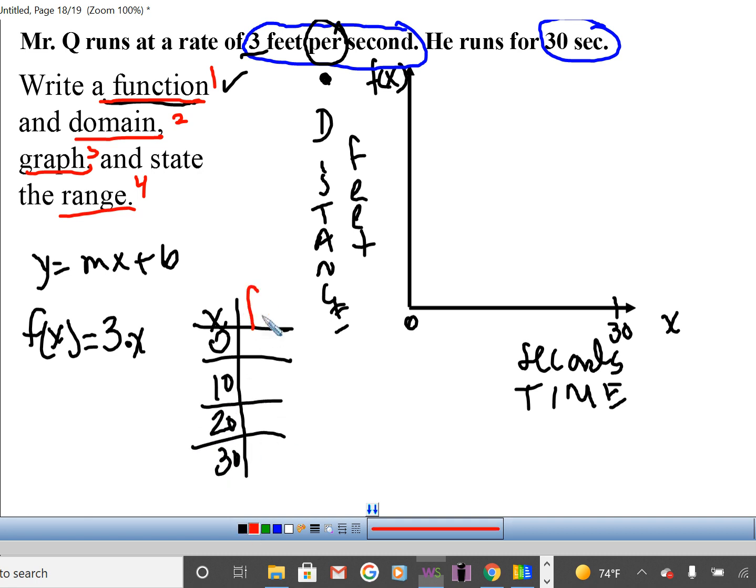Do you know how to find your f of x? Do you know how to graph? Yeah. And do you know how to find your range from there? Yeah. Good one, guys. Enjoy your home play.